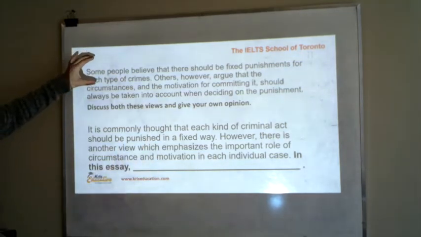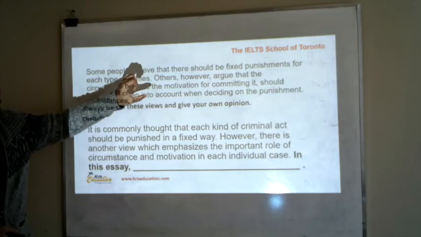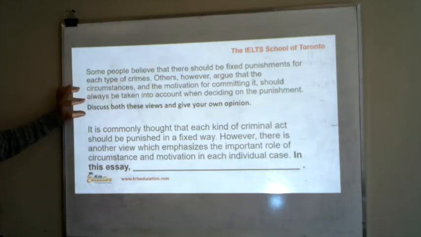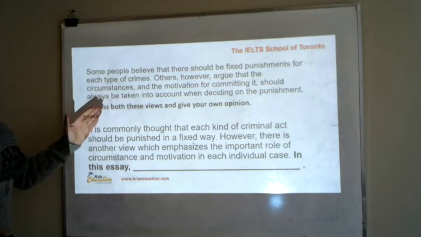So we have paraphrased the first sentence, we've paraphrased the second sentence, and it's time now to paraphrase the third sentence, the instructions. IELTS is saying, "Discuss both these views and give your opinion." And I want you to take a very brief moment to think how you can paraphrase this sentence. All right? It can be paraphrased in different ways.